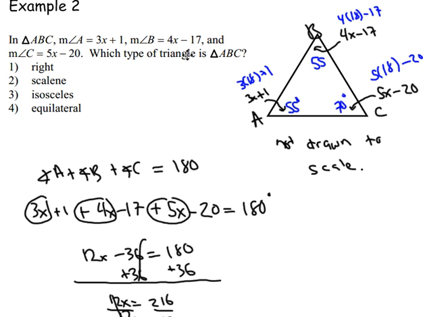All right, so what type of triangle is it? Well, we know it's not a right triangle. We know that because it doesn't have a 90-degree angle. And we know it's not equilateral because in an equilateral, all the angles are the same. So it's isosceles because two sides are equal. Excuse me, two angles are equal. Angle A is equal to angle B.